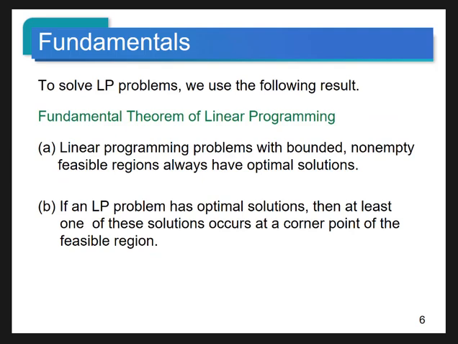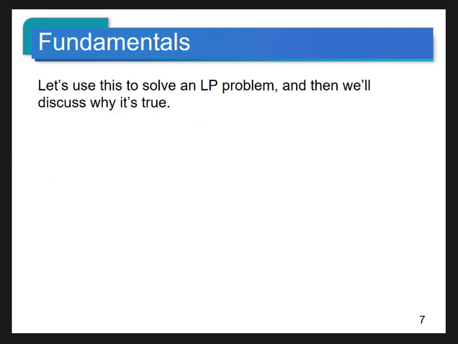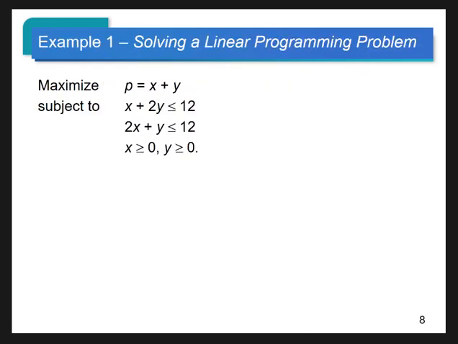So the fundamental theorem of linear programming, first of all: if a linear programming problem is bounded, in other words, the feasible region has constraints on all sides, and that's what we're going to start out with, then the solution is going to occur at at least one of the corner points of that feasible region. So let's use this to solve a linear programming problem, and then we'll discuss why it is true that it has to be at at least one of the corners.